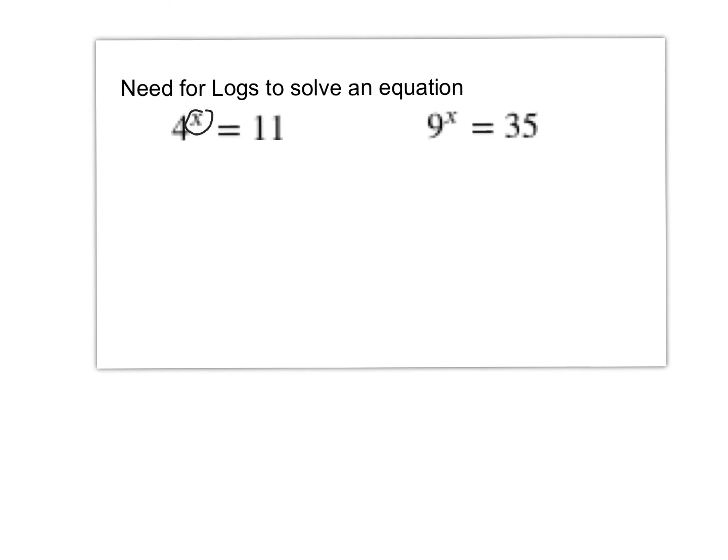So what I'm going to do is drag this down. So I'm going to say x times log of 4 is equal to log 11. At this point, the power rule says I can drag that x in front, and it's going to multiply with the log of 4. Since I'm showing x times log of 4 and I want to solve for x, I'm going to divide by log of 4.